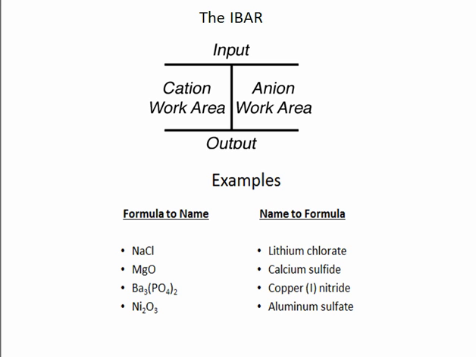Your last video walked you through how to go from a formula to a name of a compound. This time we're going to talk about how to go from a name to a formula. And so we're going to use the I-bar again. You'll see up here still that we're using the input, what we're given in the problem. The cation's work area is over on the left. The anion's work area is over on the right. And the output, our final answer, is down here on the bottom.